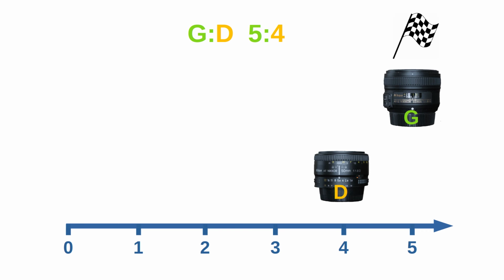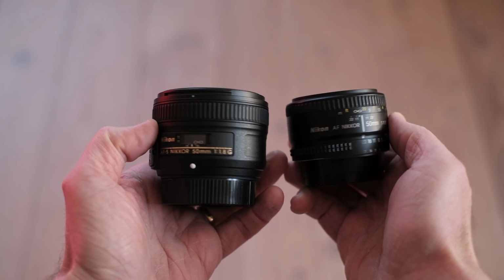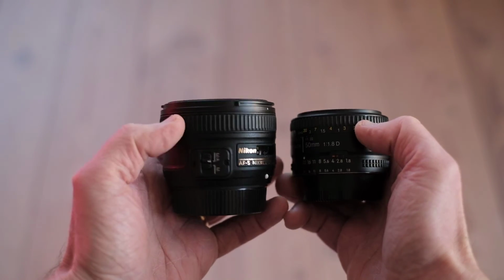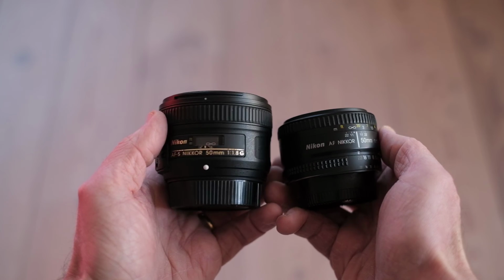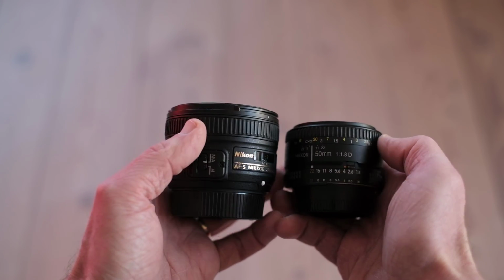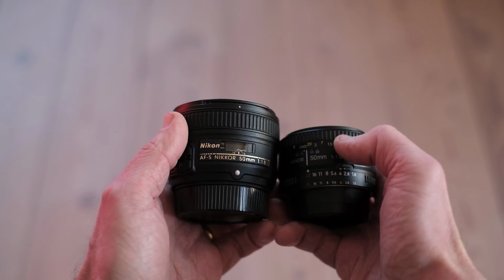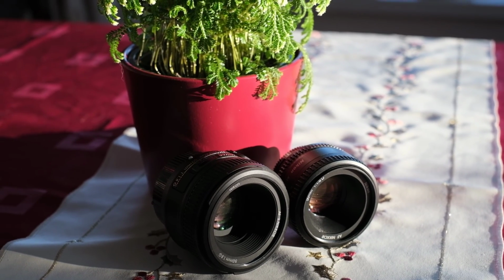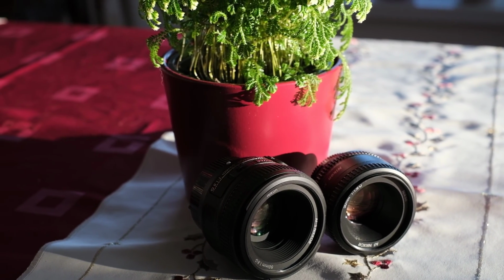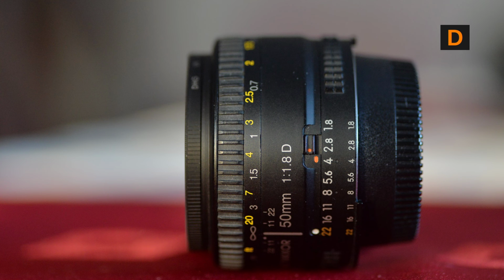So with a score of 5-4, the Nikkor AF-S 50mm f1.8G wins the battle. Congratulations to the winner. I consider the G a bit preferable lens to get indeed. However, this is true only if you have a Nikon system. If you buy it for a non-Nikon, the aperture ring of the D lens will make it more desired choice.